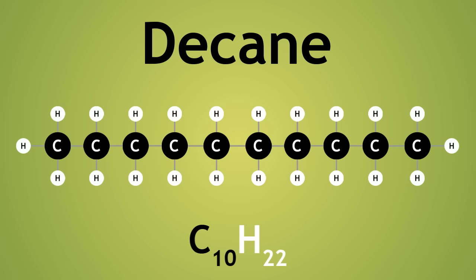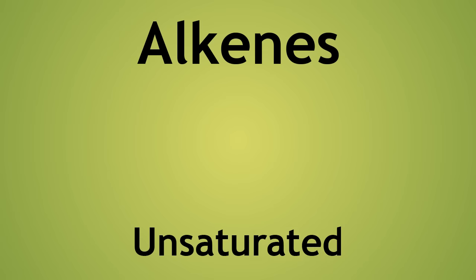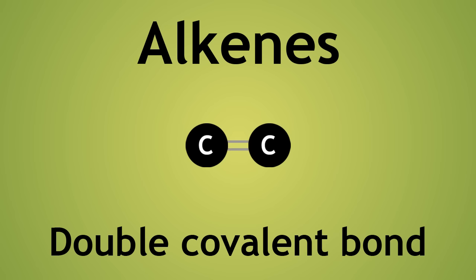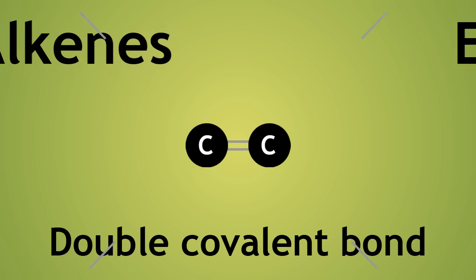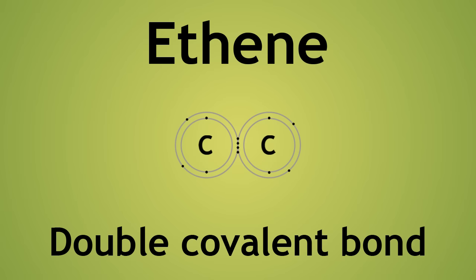Let us look now at the homologous series of the alkenes. These are unsaturated and so contain a double covalent bond between 2 carbon atoms. Here is ethene. Since there is a double bond, there are now 2 shared pairs of electrons between the 2 carbon atoms. Each carbon atom now has only 2 electrons which covalently bond with a total of 4 hydrogen atoms, 2 on each carbon, to complete the ethene molecule.